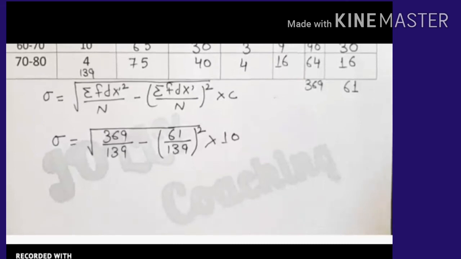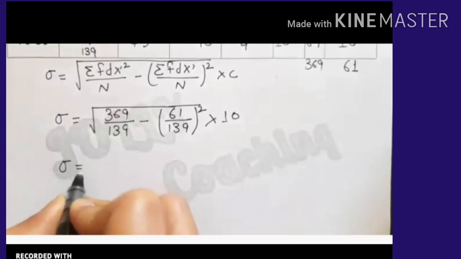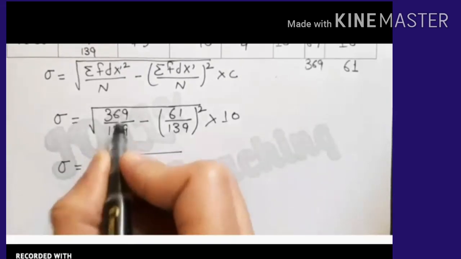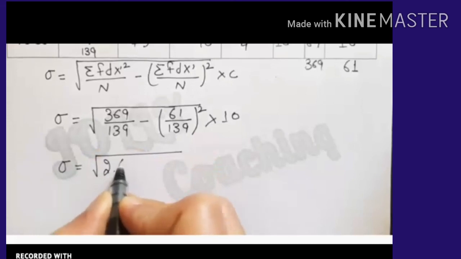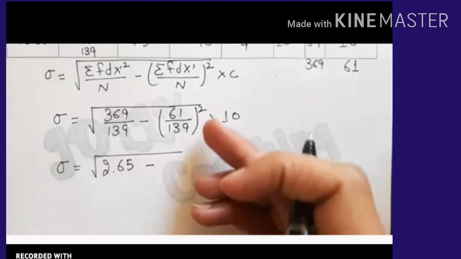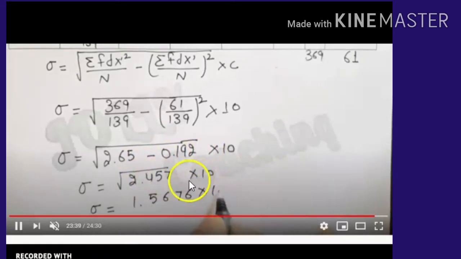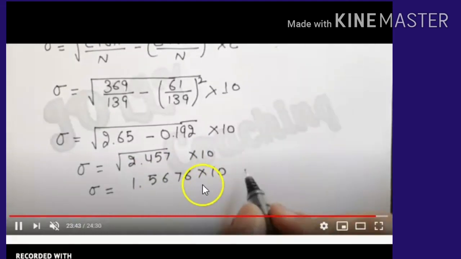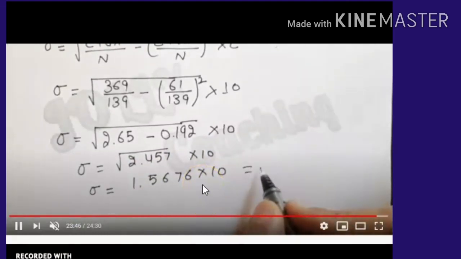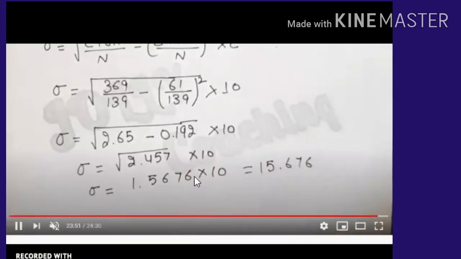So sigma is equal to root of 2.65 minus 0.192, into 10. So root of 2.457 into 10. That's equal to 1.5676 into 10. So we will be getting 15.676. So this is the answer.